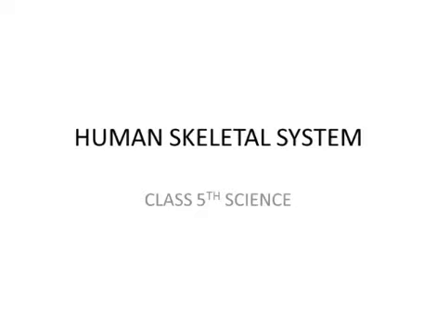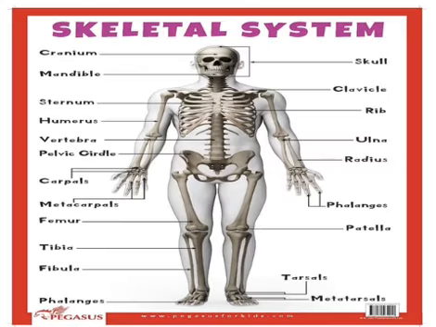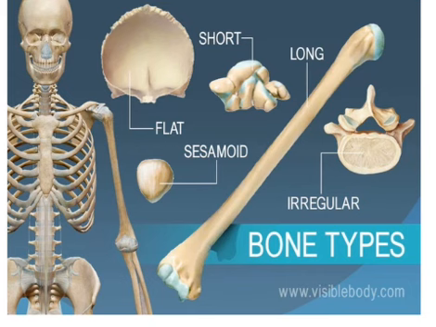Hello friends, today we are going to learn about the human skeletal system for class 5th science. Now what is the skeletal system? See from this diagram what the types of skeletal system are and what the parts of the skeletal system are. See, this is the cranium, mandible, sternum, humerus, vertebra, pelvic girdle, then comes carpals, metacarpals, fibula, tibia, everything.